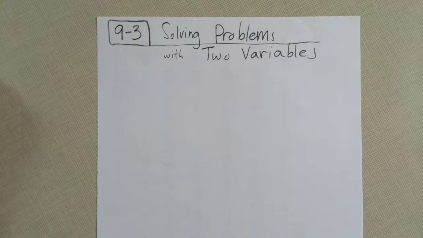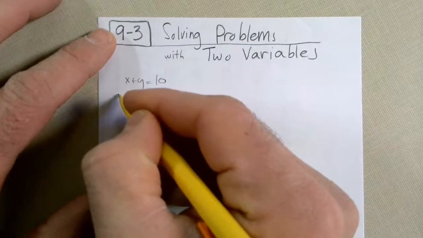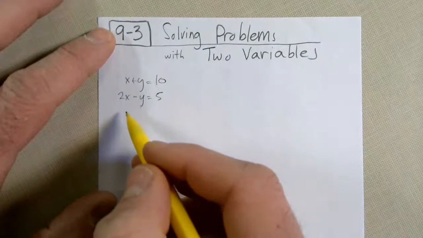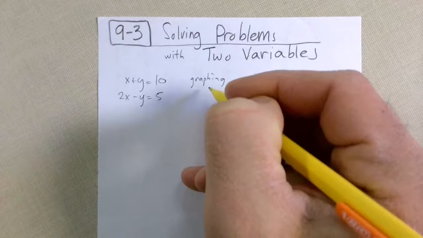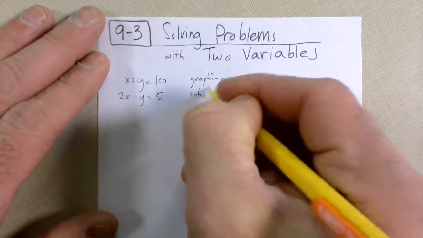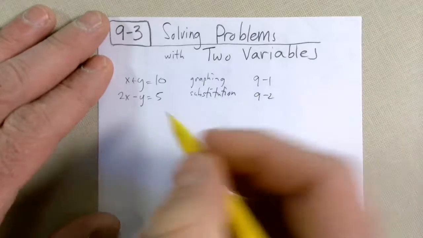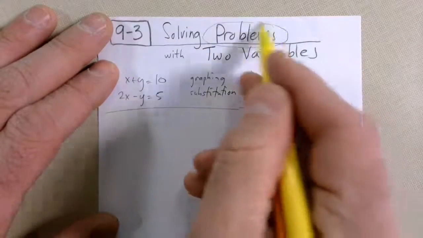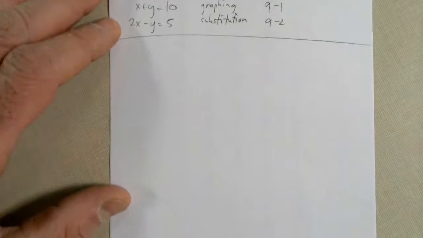So far we have solved linear equations with two variables. That means if I say x plus y equals 10 and 2x minus y equals 5, you can tell me what x and y are through the graphing method or through the substitution method. If you need to, look back over 9.1 and 9.2 for review. Now what we're going to do in this lesson is do some problem solving using systems of linear equations. You're going to love this stuff.